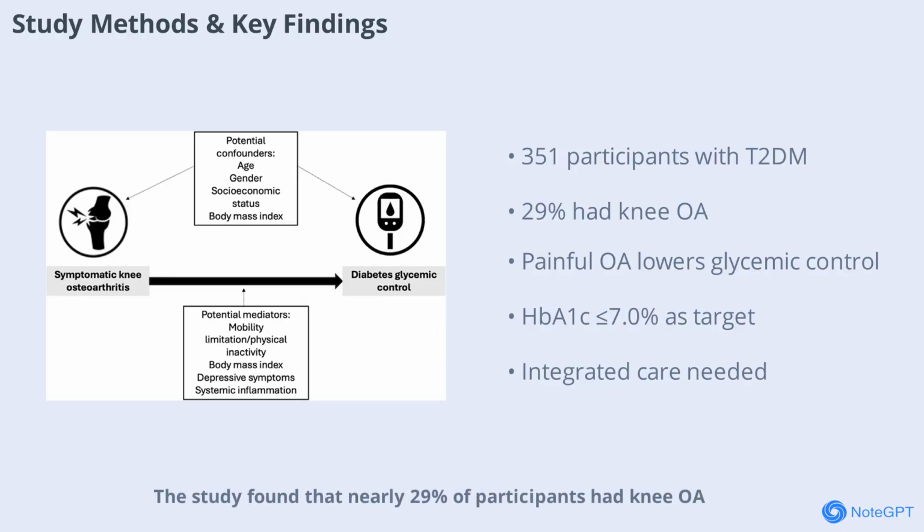Symptomatic knee OA was defined by specific clinical criteria, and pain severity was rated on a scale from 0 to 100. The study found that nearly 29% of participants had knee OA, and those with OA were less likely to reach their glycemic targets. Notably, individuals with painful knee OA, pain greater than or equal to 20/100, were about 40% less likely to achieve target glycemic control, even after adjusting for age, gender, education, and BMI. These results suggest a direct link between OA symptoms and diabetes management, emphasizing the need for integrated care.